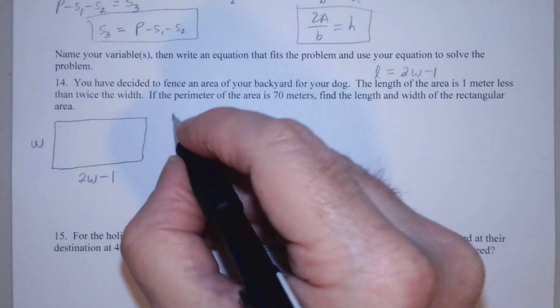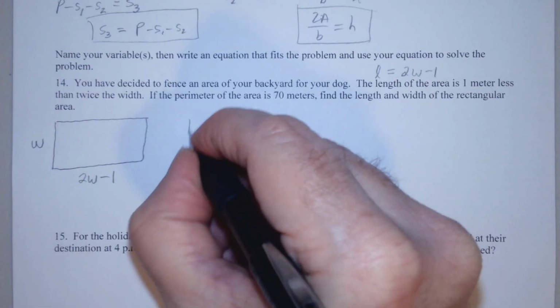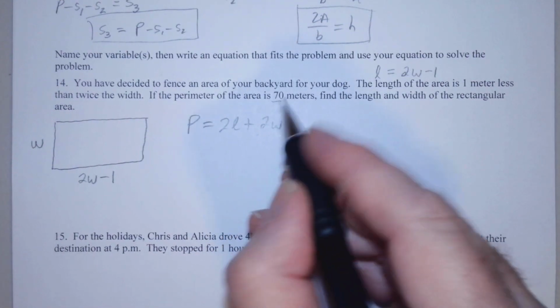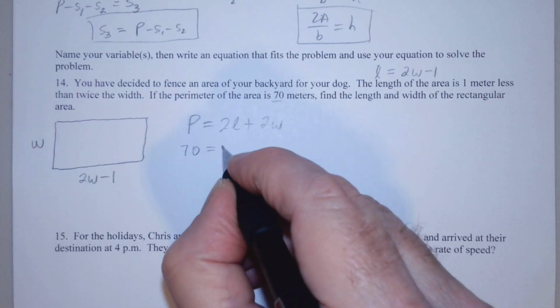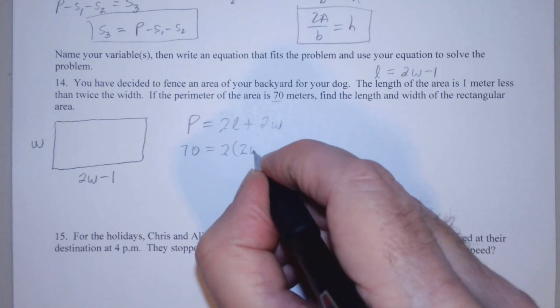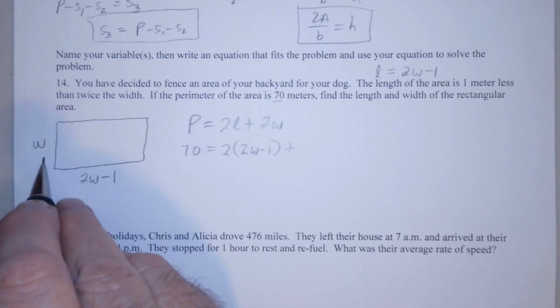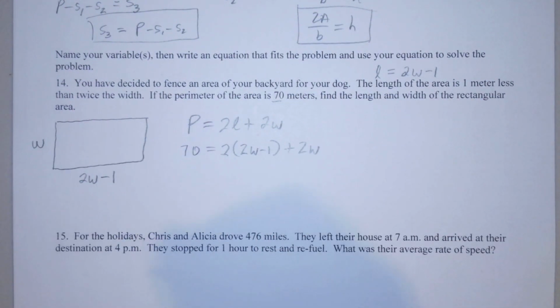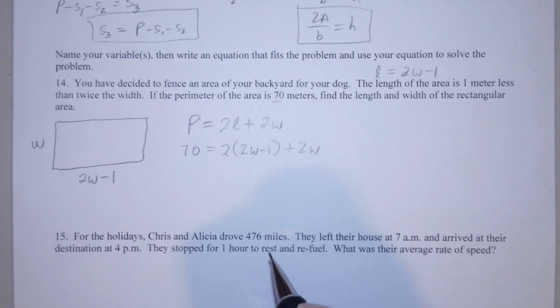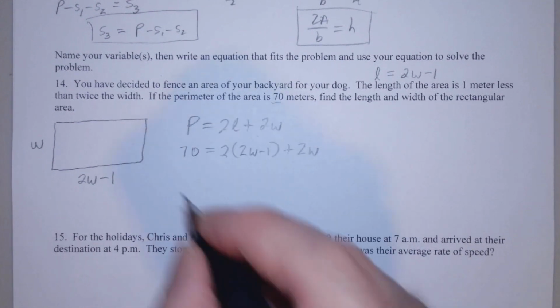Now there's a formula for perimeter. We were working with it on the other side of the page. It's P equals 2L plus 2W. Notice it tells us the perimeter here is 70, so 70 is equal to 2L. Remember, we wrote the length in terms of W, so that's 2 times (2W minus 1) plus 2W. Remember, we called the width W. Notice we do have 2 widths and we do have 2 lengths, and so that's all that's going on here. So this is an equation to be solved. I would encourage you to solve that for W, and then see if you can answer the question. All right, so let's look at this.